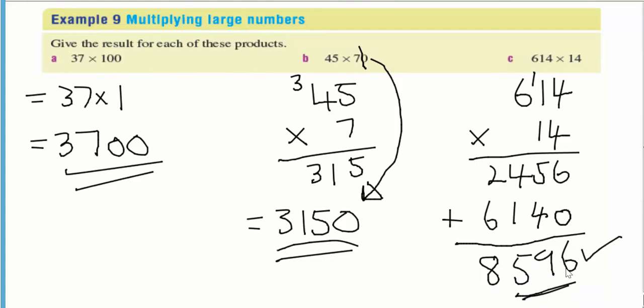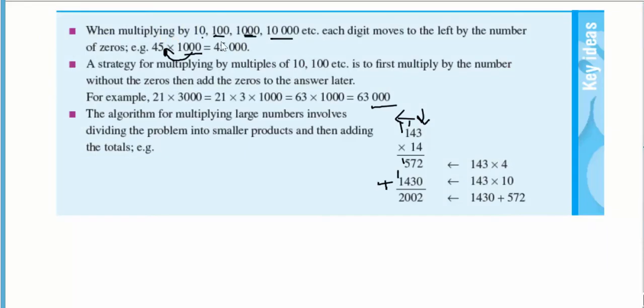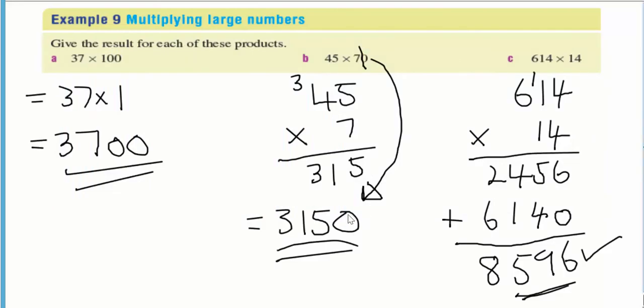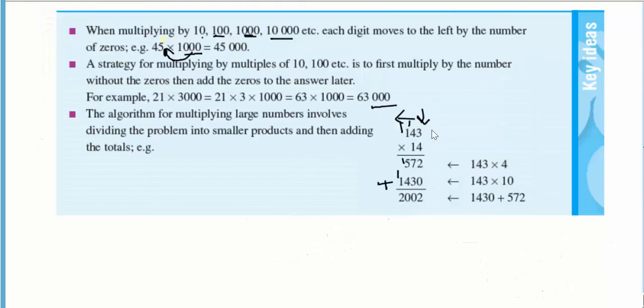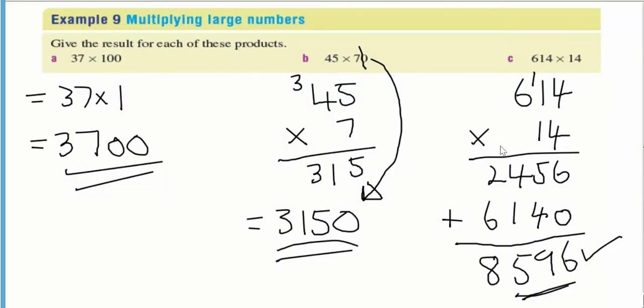And I know that is correct. So there are the strategies we just looked at. Drop the zeros, then add them back on at the end, which is this problem. And our final one is using the multiplication algorithm. Set it out vertically in columns, make sure you put the 0 in, and that's it.